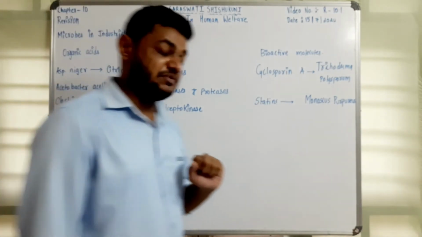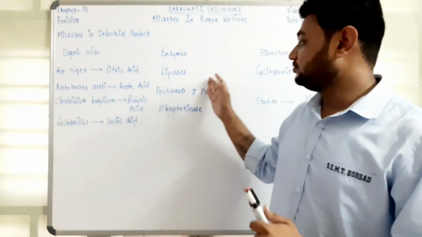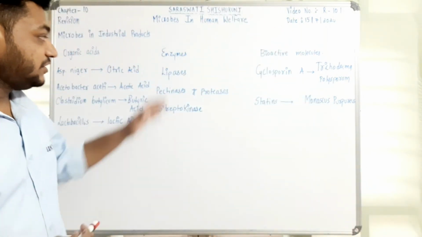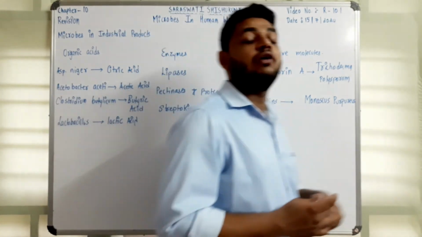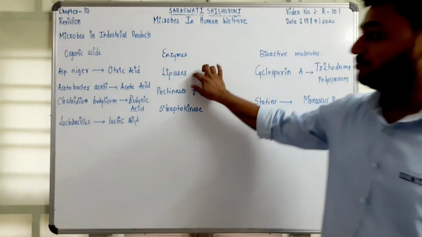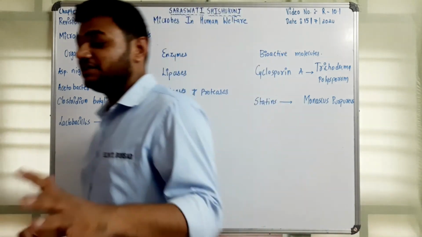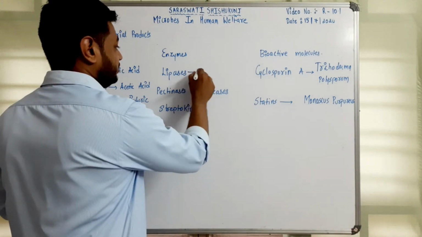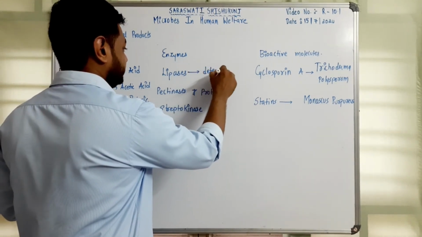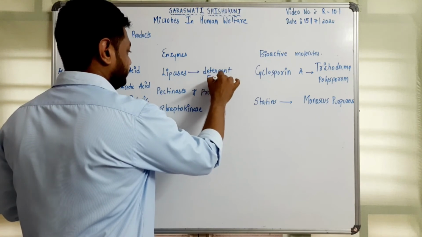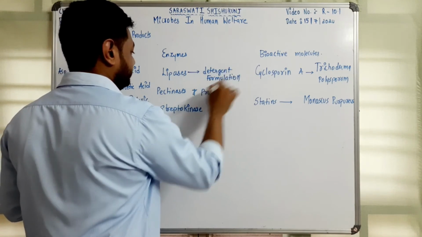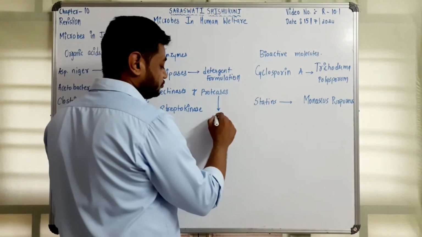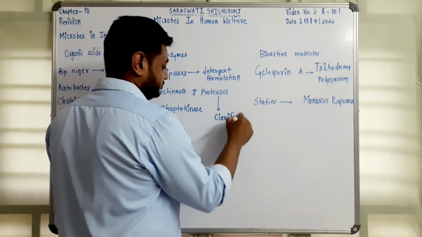Let's say first one, lipases. Now these lipases are used in detergent formulation. Why? Because they can be used to remove oily stains. So this is a very important one. Second one is pectinases and proteases. See, over here we can write in detergent formulation. Right? In case of pectinases and proteases, they are used to clarify bottled juice.